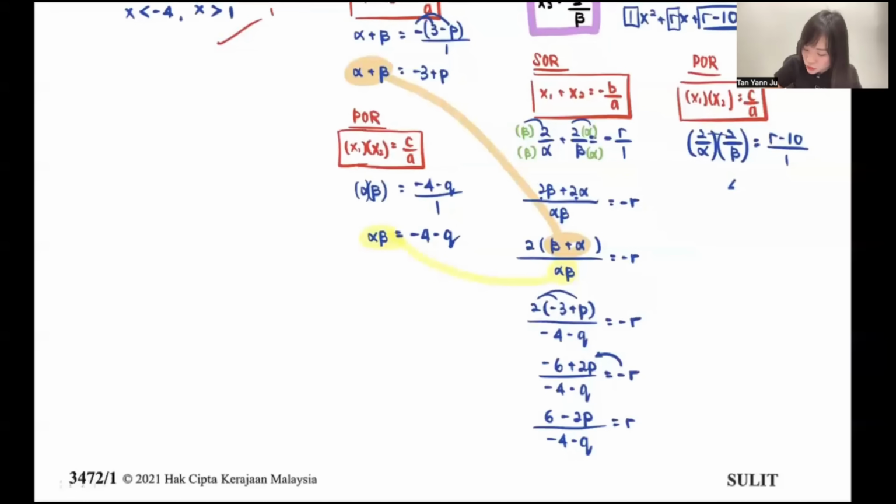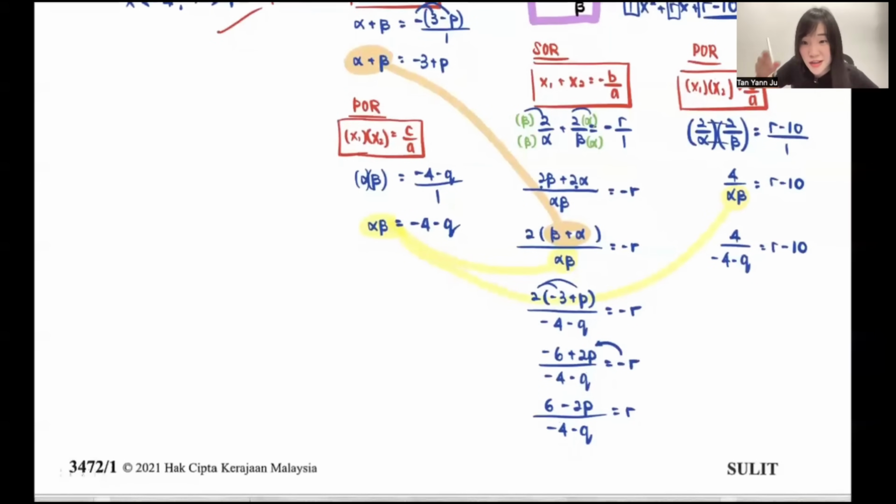Fraction times fraction is a very easy thing. So guys, 2 times 2, 4. Alpha times beta, alpha beta. No need same denominator, no need. This one only left R minus 10. This one is easy because the alpha beta is whatever we prepared just now. Isn't it negative 4 minus Q equals to R minus 10. Saw it? From there, I try to find my single R also. So my dear, minus, move it over, become plus 10.